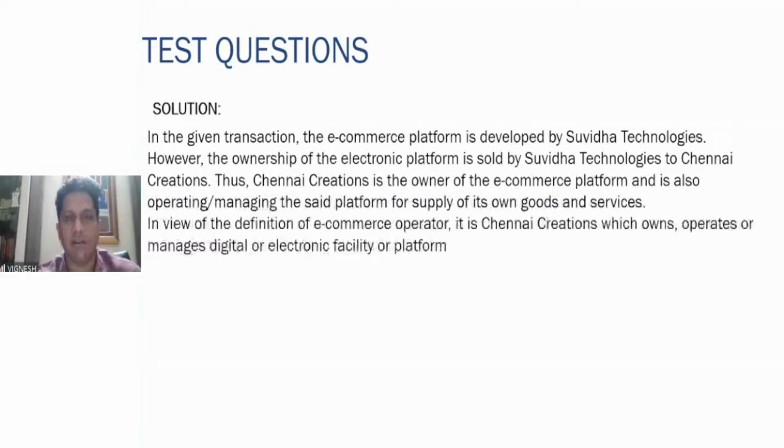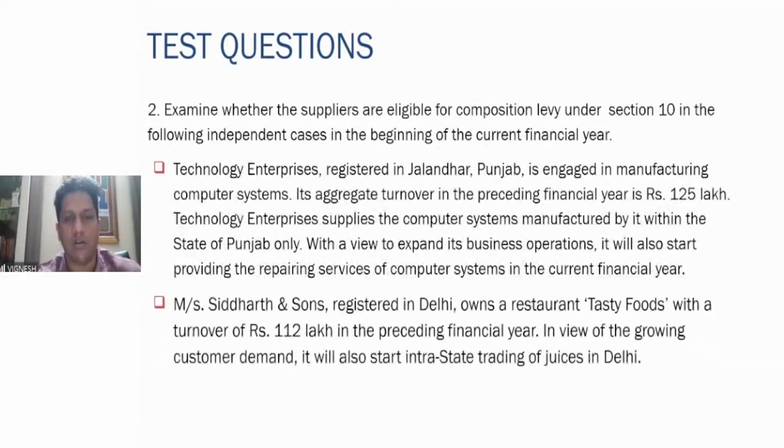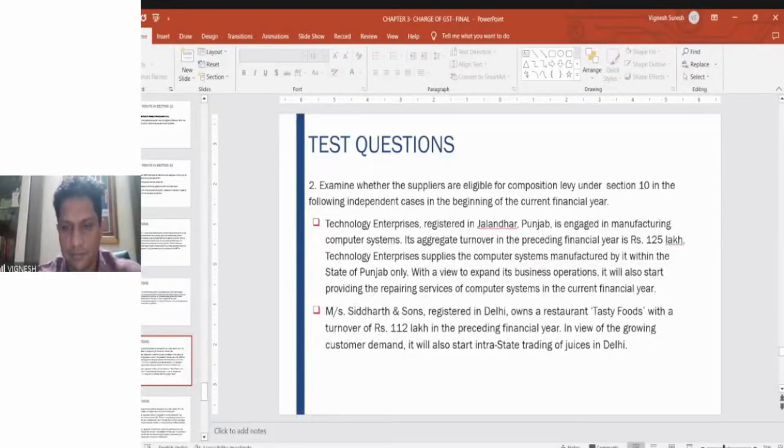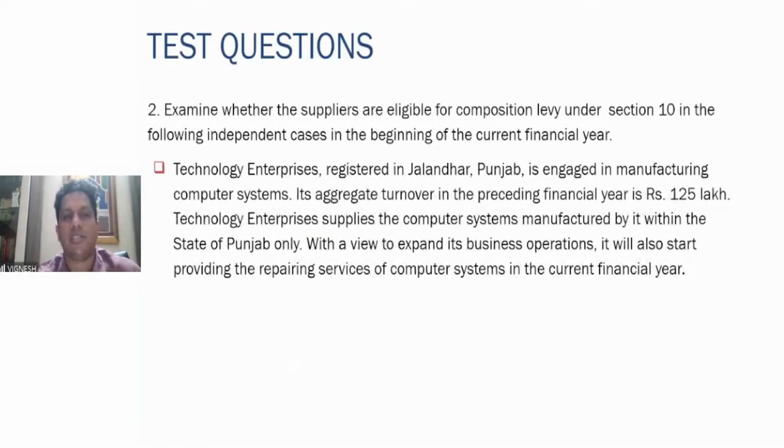This Suvidha technology we have already covered. So Chennai creations is this thing. Now let us look at some other questions. Technology Enterprises, registered in Jalandhar, Punjab, is engaged in manufacturing computer systems. Its aggregate turnover in the preceding financial year is 125 lakhs. Technology Enterprises supplies the computer systems manufactured by it within the state of Punjab only. With a view to expand its business operations, it will also start providing repairing of computer systems. Fine. So whether they are eligible to opt for composition levy, right?